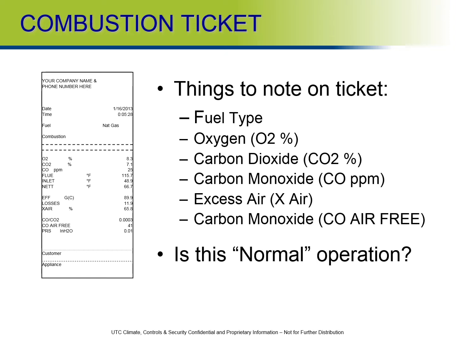Okay, this is your typical combustion ticket. Some things to note on the ticket are going to be the fuel type, oxygen, which is typically referenced as a percentage, and carbon dioxide, which is also registered as a percentage. You're going to have your carbon monoxide in parts per million, excess air, and then carbon monoxide air free. And we'll talk about each of these individually as we progress through the training.